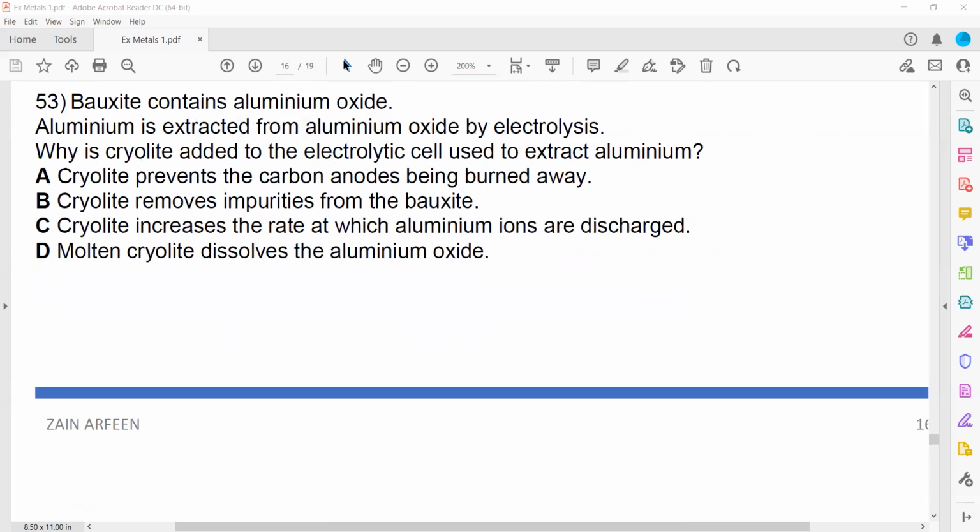In question 53, bauxite contains aluminium oxide. Aluminium is extracted from aluminium oxide by electrolysis. Why is cryolite added to the electrolytic cell? Cryolite prevents the carbon anode being burned away. That's wrong. Cryolite removes the impurity. No. Cryolite increases the rate at which aluminium ions discharge. Or cryolite dissolves the aluminium oxide. So what is the purpose of the cryolite? The cryolite is used to dissolve the aluminium oxide, or it is used as a solvent. So D is the right answer.